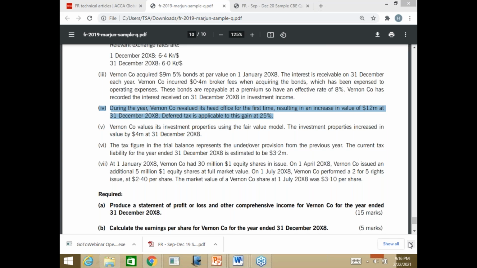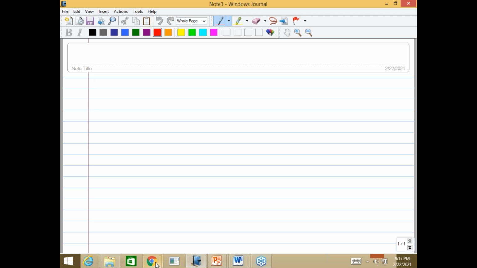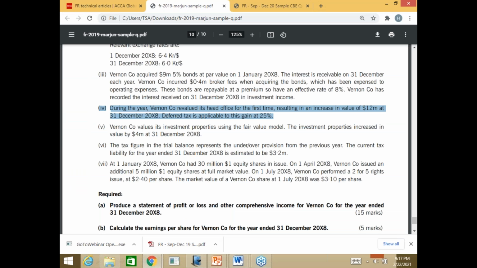So did you all solve this portion? What's your opinion about this adjustment? Is it difficult to handle? Note number 4. Is it difficult to handle? I don't think so. So the examiner has given the adjustment in the March-June 2019 hybrid paper.